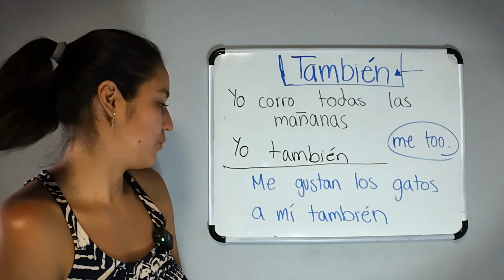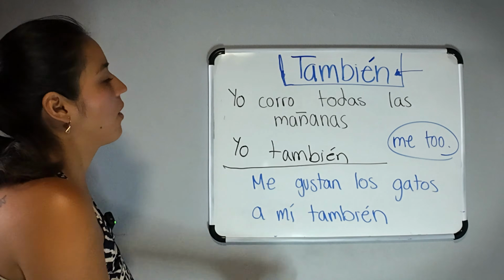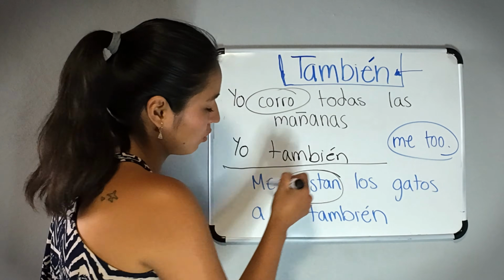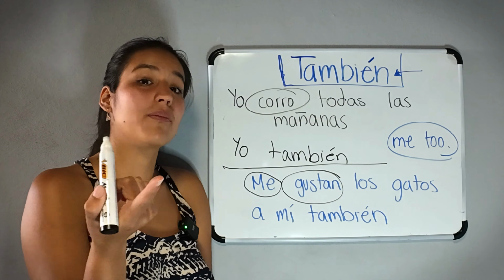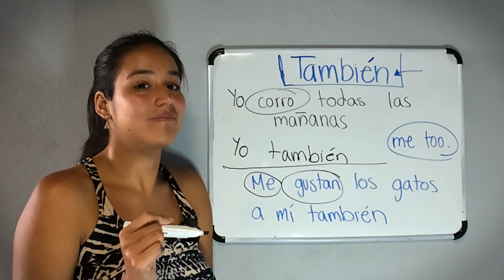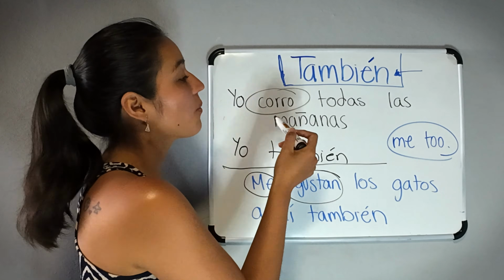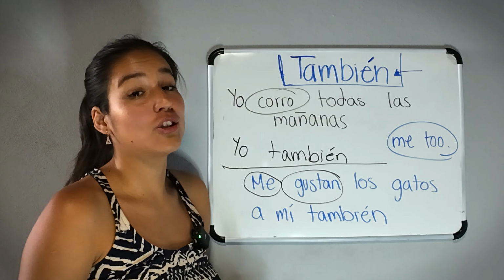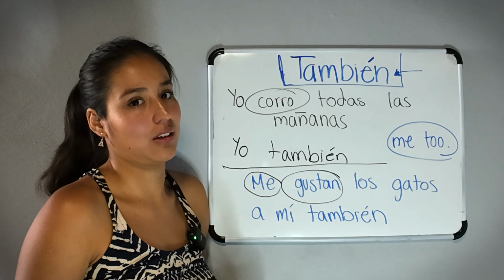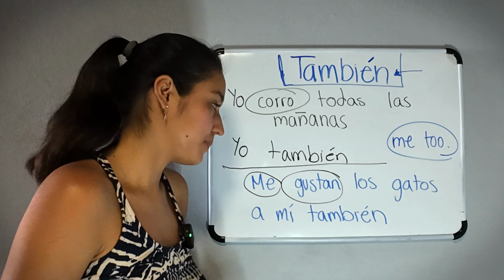So you can say, well, this is a verb. This is also a verb. But it has "me gustan". So that means that probably the verb is reflexive. Because if you say "yo me baño todos los días", I will say "yo también". So it's not reflexive. I'm going to tell you what's the difference.